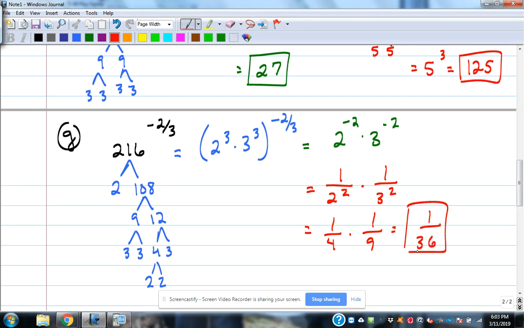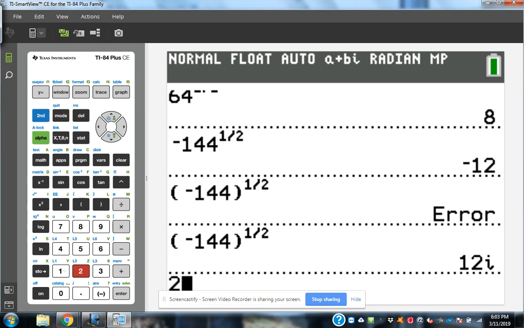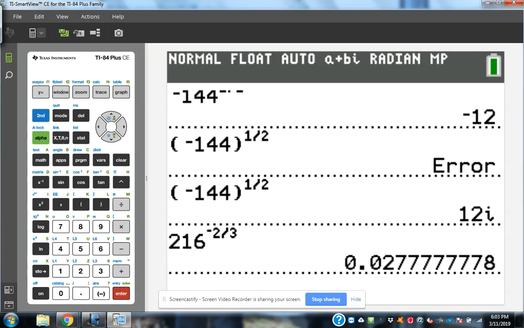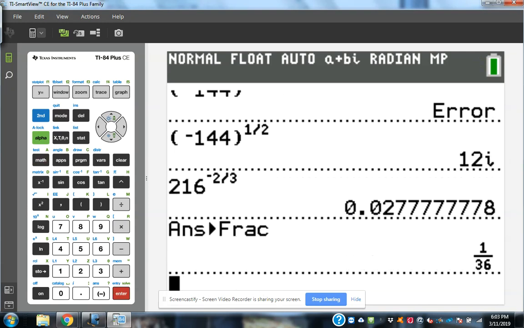That's 1/36. And again, I know that you could type 216 to the negative 2/3 into your calculator and hit math, enter, and you're going to get 1/36. I know you can do that, but working with the fraction rules and trying to do some of that by hand is going to help you later on when you start solving equations and doing things with variables. It's going to make it easier on you if you'll do that. So be careful of that, and try to force yourself to do that a little bit.